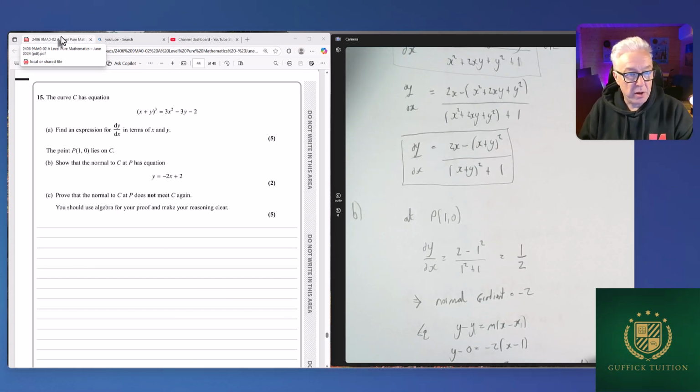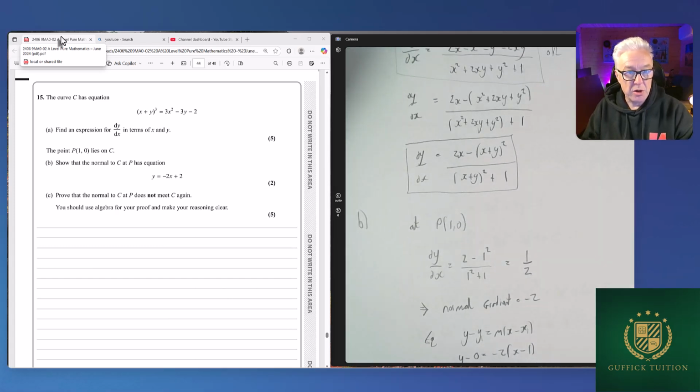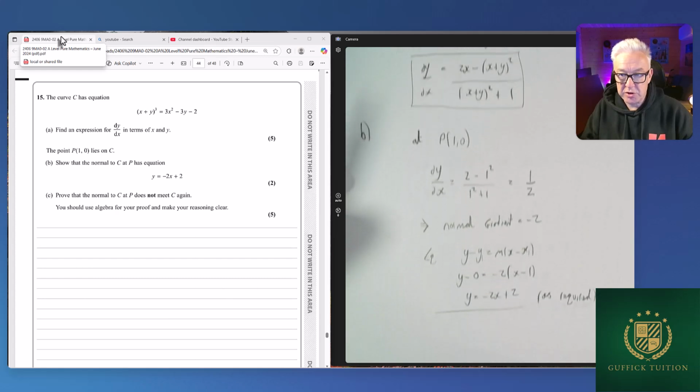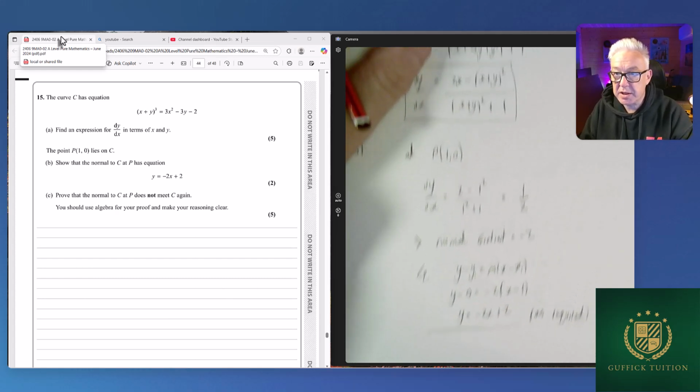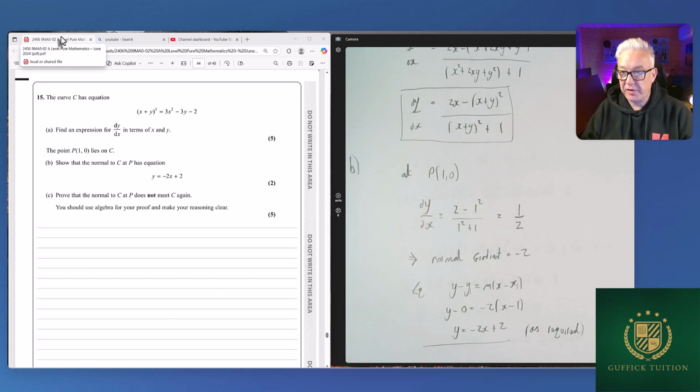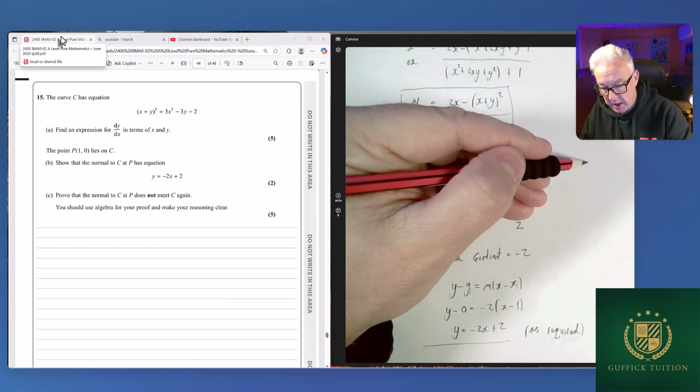Part B, what's going on here? It says the point 1, 0 lies on C. Show that the normal to C at P has that equation. So pretty straightforward. Now we're just going to sub in our point 1, 0 into our dy by dx to find out the gradient at that point.